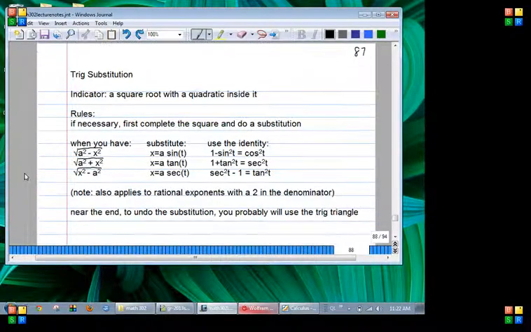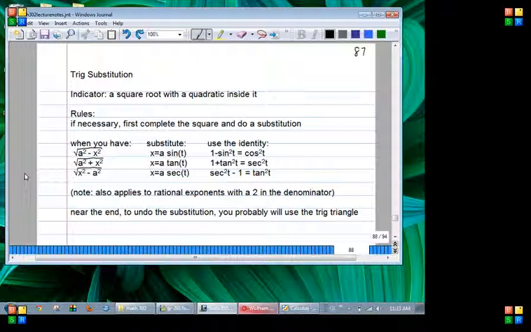Let's sum up. Trig sub. So what's the indicator for trig sub? The indicator is, first of all, you have some kind of square root, and second of all, you've got a quadratic expression inside. So what do you do when you see those things to do trig sub? First of all, if necessary, complete the square and do a substitution. That's the first thing. And then once you have something that looks like it's ready for a trig sub, here's what you do.